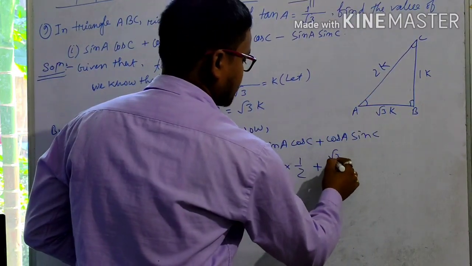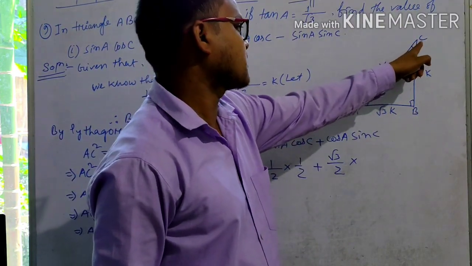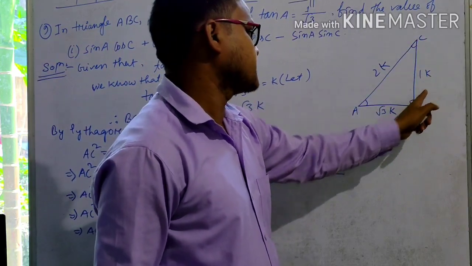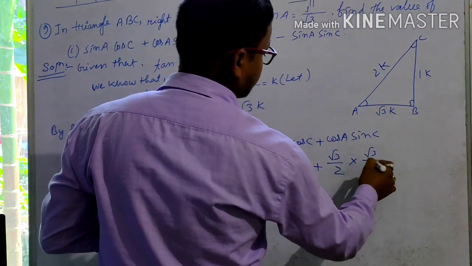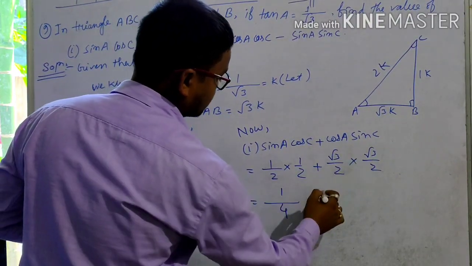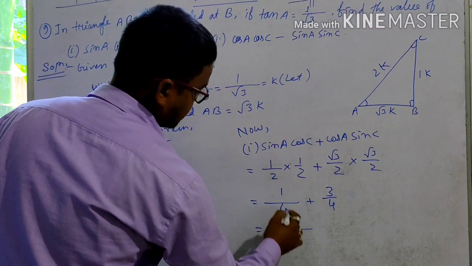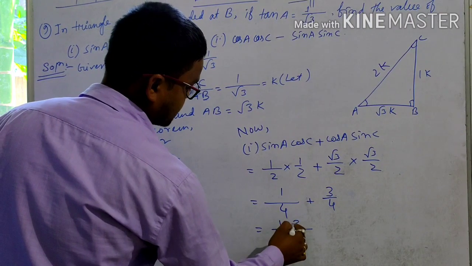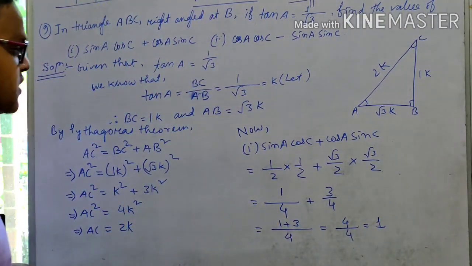So here you will get root 3 by 2 into then sin C. Again you go to the angle C. So this is your base for the angle C, so if it is base, this is perpendicular. So perpendicular by hypotenuse is sin, so root 3 by 2. Finally here you will get 1 by 4 and here root 3 times root 3 equal to 3 by 4. If you take LCM 4, here you will get 1 plus 3, finally 4 by 4. This is your answer, 1, for question 1.